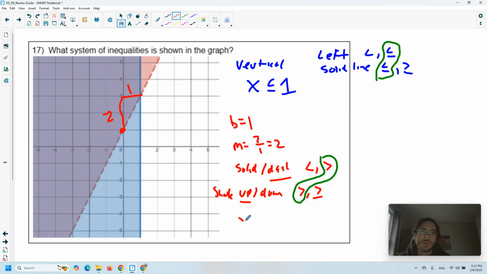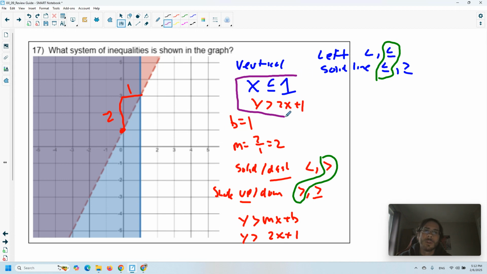So if we set it up, we'll do y is greater than mx plus b. y is greater than 2x plus 1. And since we want to have the system close to each other, I'm just going to write that right here, so that both equations are next to each other. All right, that's what we got for 17.